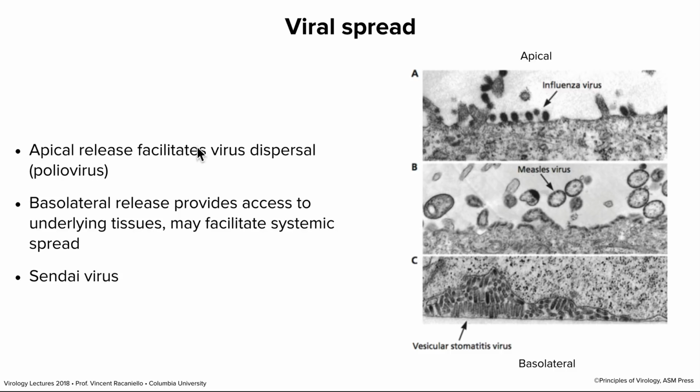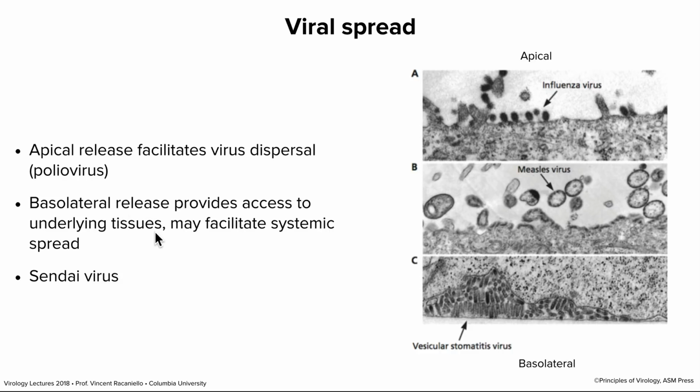And apical release, of course, facilitates dispersal. If it's in the respiratory tract, it'll be in the air that comes back out of the tract. If it were poliovirus in the gastrointestinal tract, the virus would be released into the lumen of the GI tract, where it could then spread to others in the feces. Here in panel B, measles virus is also being released at the apical domain. This is another respiratory pathogen. And on the bottom, you can see vesicular stomatitis virus, which is being released on the basolateral domain.